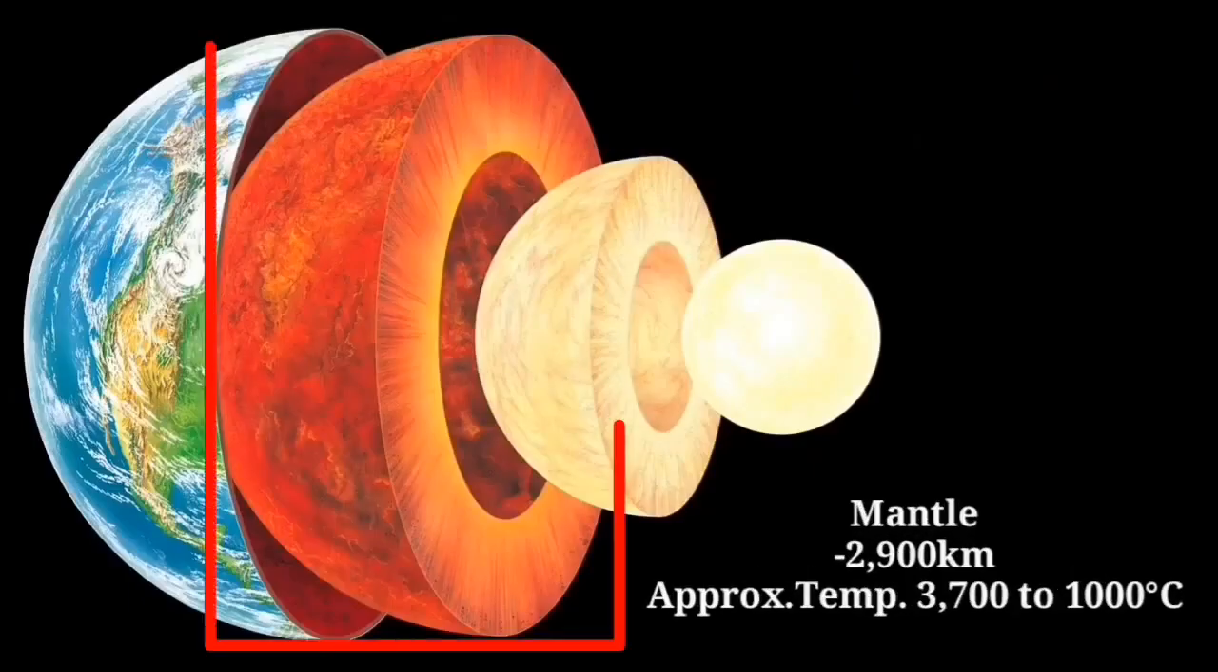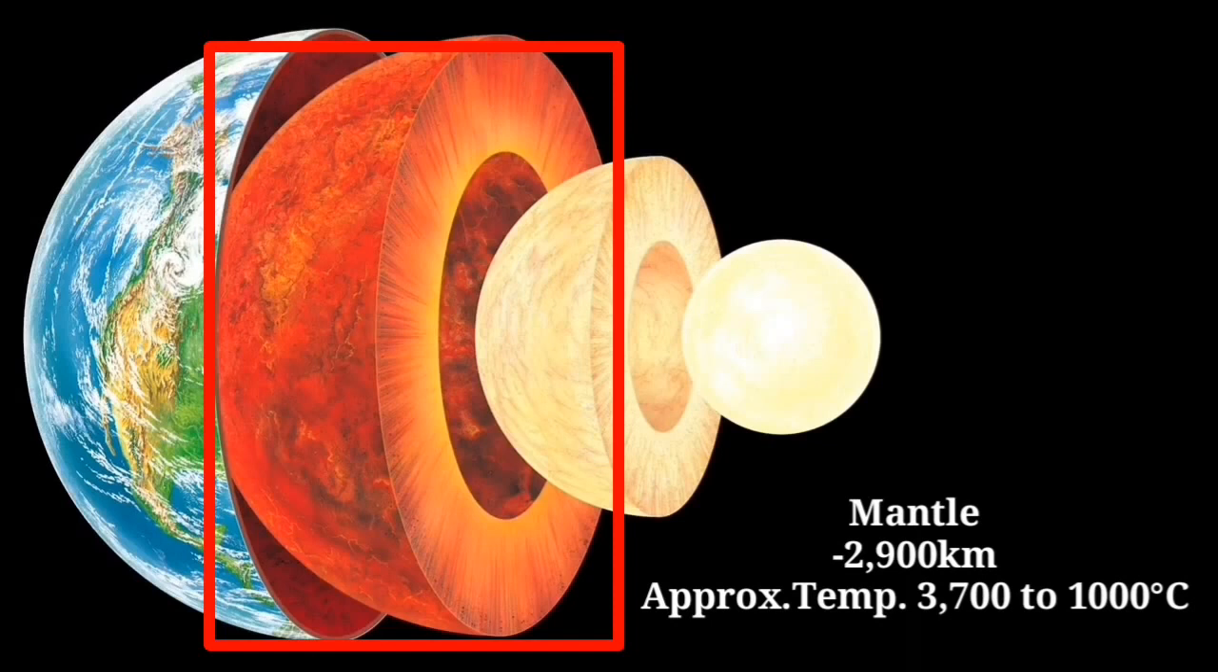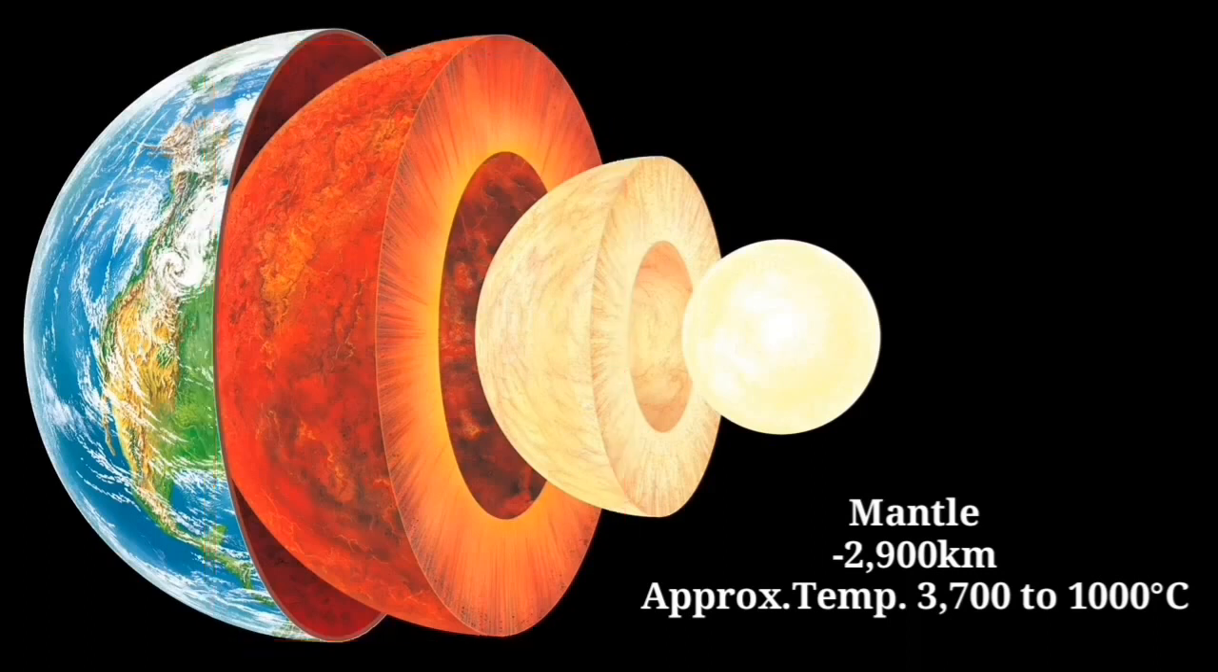Below the crust is the mantle, which has an average thickness of 2,900 km and has an approximate temperature of 3,700 to 1,000 degrees Celsius. In here, the geothermal gradient remains below the melting temperature of rock, except in the asthenosphere, where rocks are softened and become plastic. Gradients then drop off dramatically through the mantle and increase more quickly at the base of the mantle.